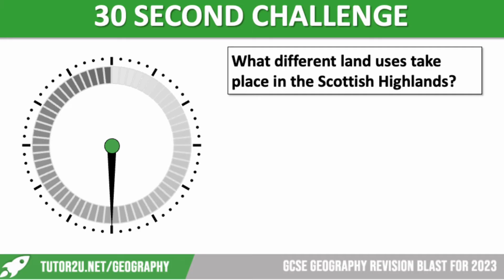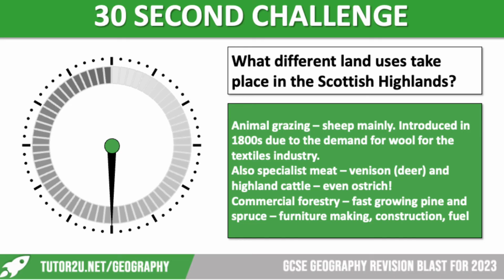So the question was, what different land uses take place in the Scottish Highlands? And we have got animal grazing, so mainly sheep. It's introduced in the 1800s due to the demand for wool for the textiles industry, which would be the same for the Lake District. Also specialist meat, so venison, which is deer, and Highland cattle, even ostrich. So not so much seen in the Lake District, but definitely a part of the Scottish Highland heritage. And you've got commercial forestry, so fast growing pine and spruce, ideal for furniture making, construction and fuel. And again, that last answer there would be the same for your Lake District case study.